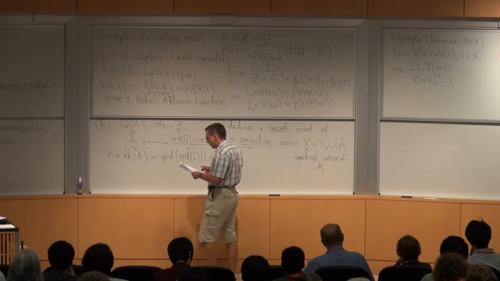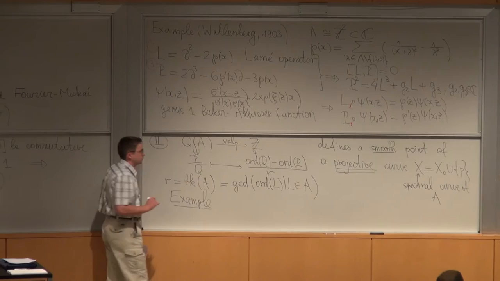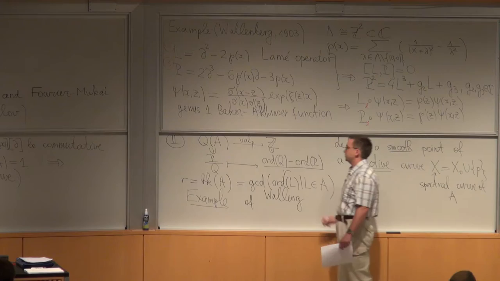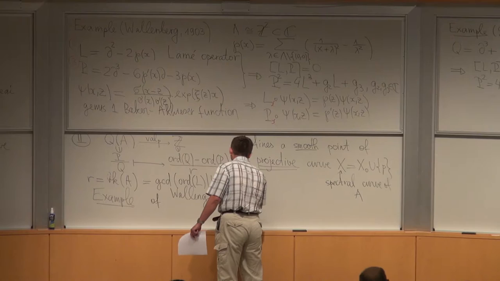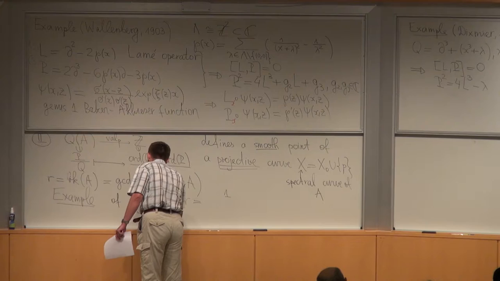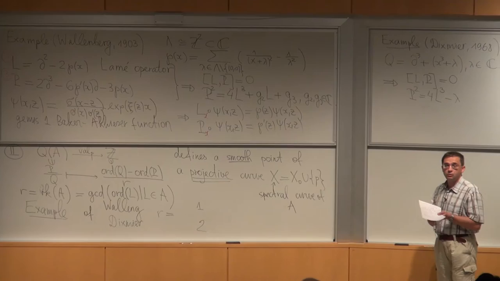So, rank I define just to make it explicit, because I shall refer to this notion later, that in the two examples I gave, in the case of the example of Wallenberg, the rank is equal to 1, obviously because 2 and 3 are mutually prime. In the case of the example of Schmidt, the rank is equal to 2, because 2 is the greatest common divisor of 4 and 6.